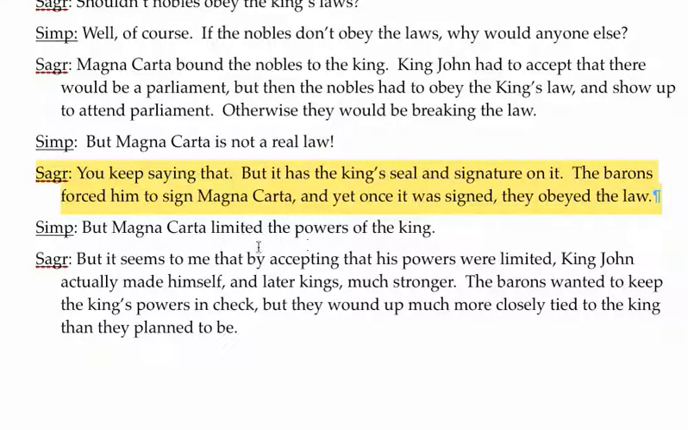And Simplicio has one last argument to make, that Magna Carta limited the powers of the king, and that king's power should be unlimited. But Sagrado points out that the existence of Parliament actually made the king stronger. I hope this argument makes sense, and I hope this helps you with your writing.